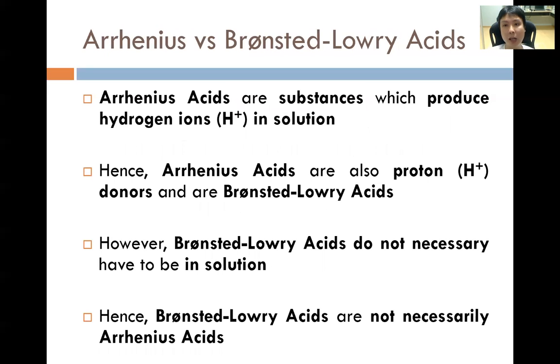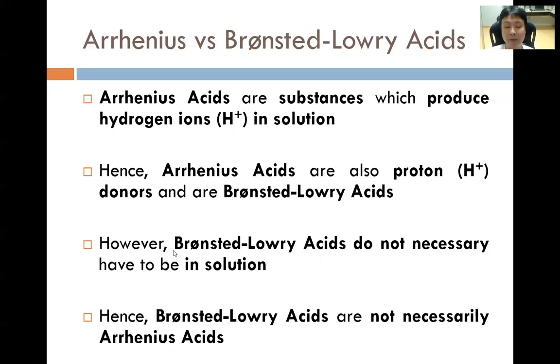So let's discuss the difference between the Arrhenius and the Brønsted-Lowry definition of acids. Arrhenius acids are substances which produce H+ ions in solution, and clearly, if you produce H+ ions in solution, you are also proton donors. So Arrhenius acids are also proton donors, and hence they are also Brønsted-Lowry acids.